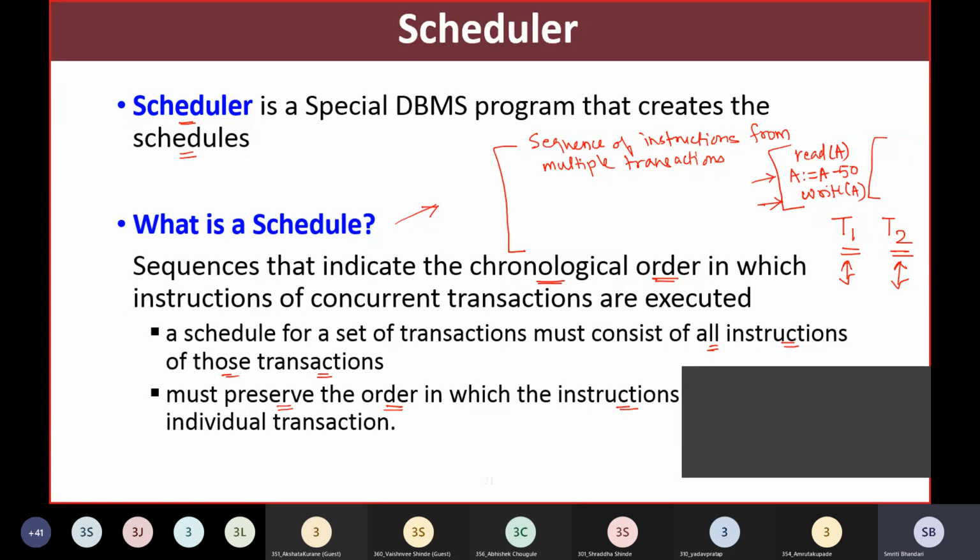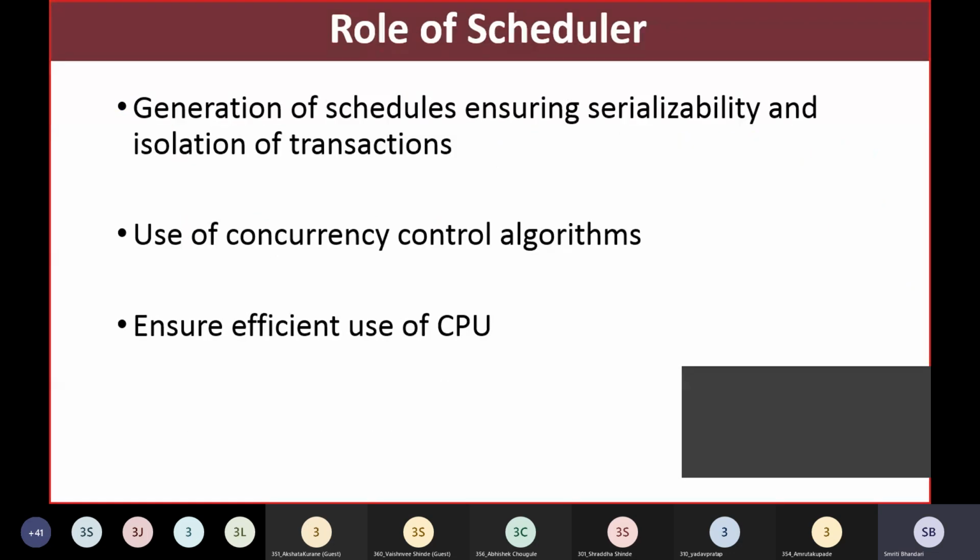So in a schedule, this order must remain the same, whereas a schedule may interleave the instructions from T1 and T2. So I may have a combination of instructions from T1 and T2 in a schedule, but the schedule must preserve the order in which the instructions appear in individual transactions. Right? So I hope the concept is clear.